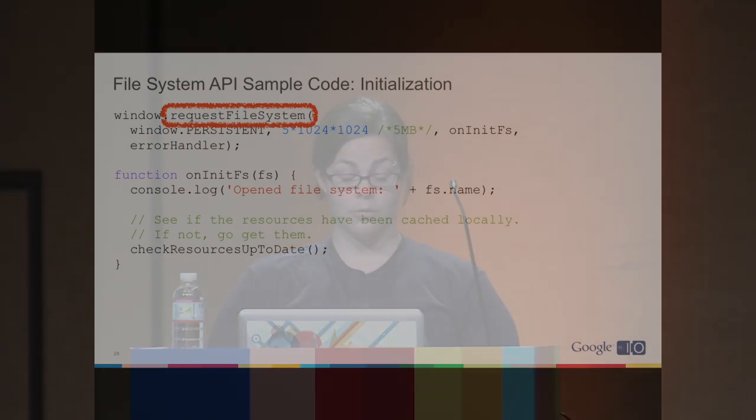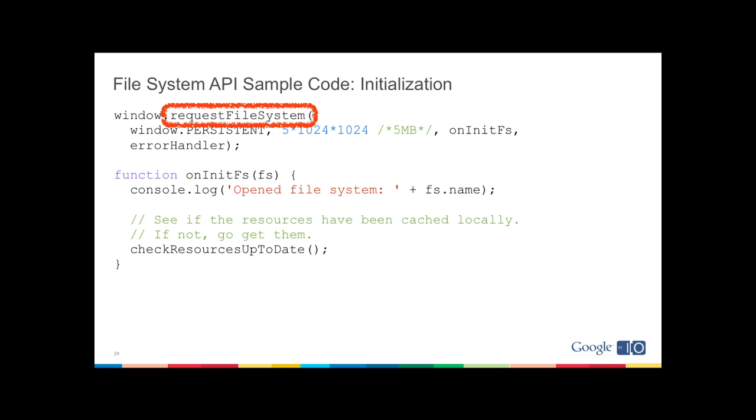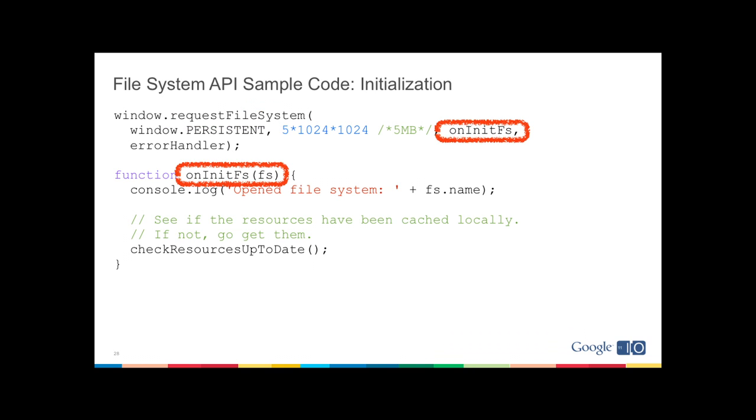So this is what it looks like to use the file system API. Your way in is this function, request file system. You tell it whether you want persistent or temporary storage, and you say how much you want. And then you give it a callback that gets called when the file system is ready for you.